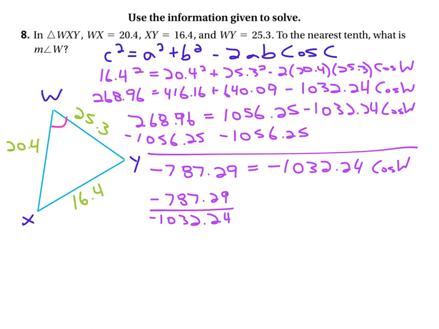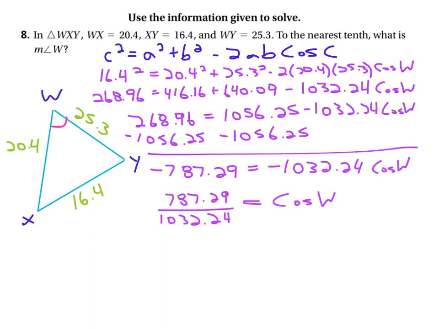And when we divide this right-hand side by negative 1032.24, that just becomes a 1, right? So we just get equals cosine W. Now, you can see, hopefully, that the negative and the negative cancel out, making positives, right? So now you've just got the simplified number of two positives, just like two negatives makes a positive.